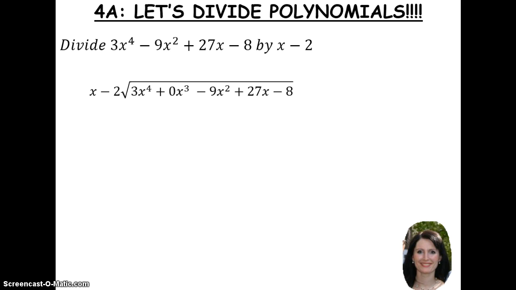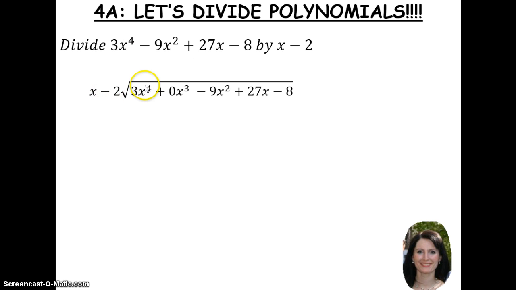Let's now move on to dividing polynomials. So it asks us to divide 3x to the 4 minus 9x squared plus 27x minus 8 by x minus 2. Set it up like this. Notice I've written 0x cubed in there. That's because I do not have an x cubed in my expression here, but I have an x to the 4 and I have an x to the 2. You'll see why that's important in a minute.